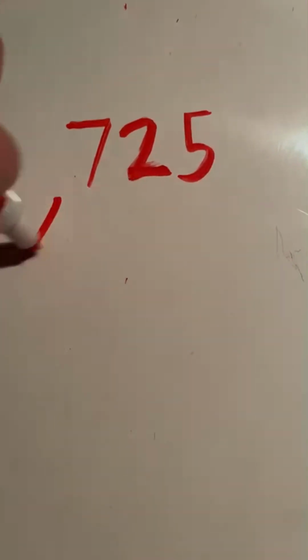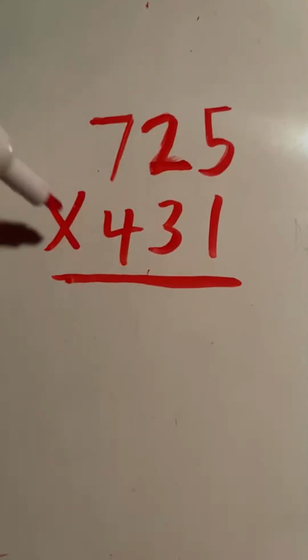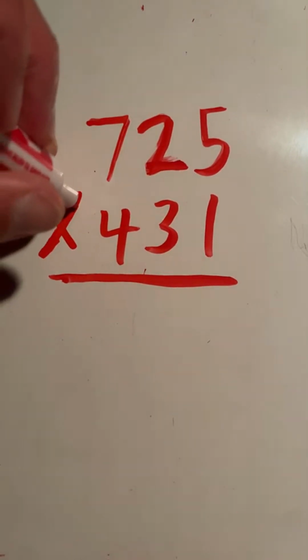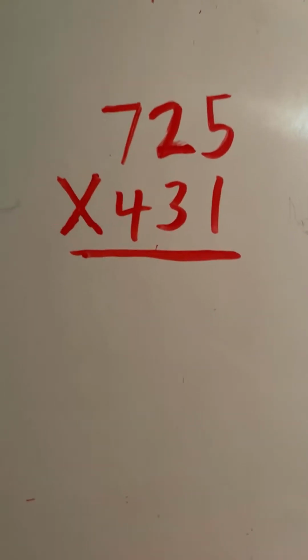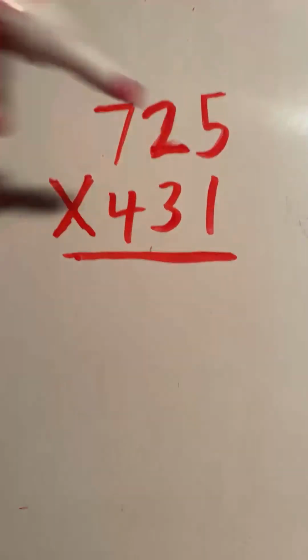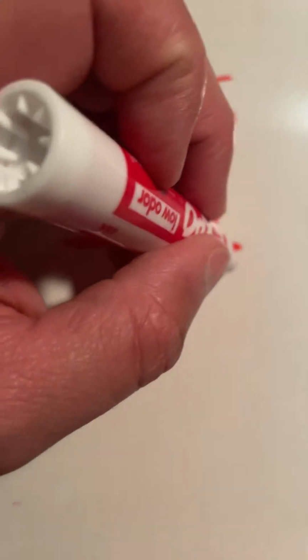All right, example problem number 4. 725 times 431. So we start out by multiplying both numbers in the ones place. 5 times 1. Anything times 1 equals the number itself. 5 times 1 equals 5.